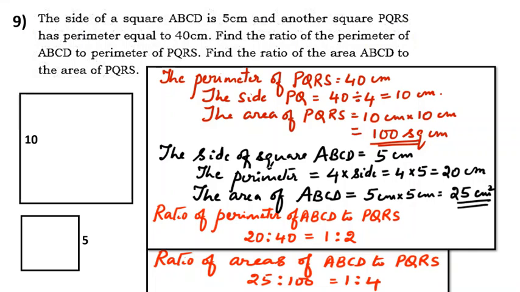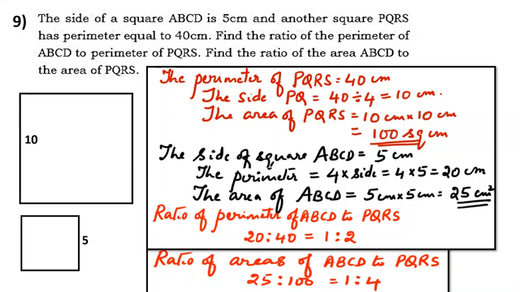So find no perimeter of PQRS. Perimeter of PQRS is, after you calculated side, 40 divided by 4. That is 10 centimeter. You calculated. So calculate the perimeter. It will be obtained. Similarly, area also you calculate. That answer you find out. Each square's perimeter and area you calculate.